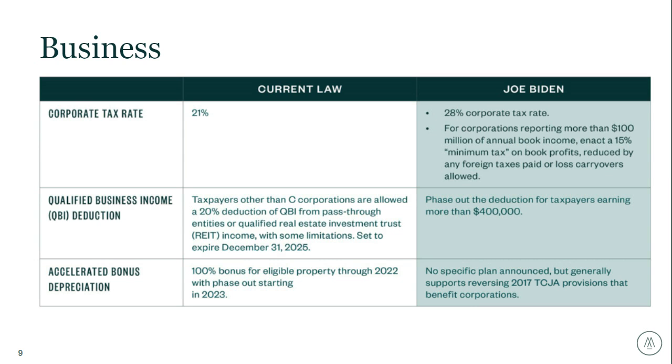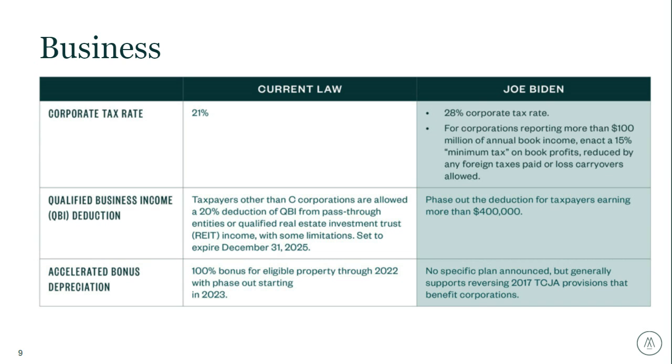So the first one is just the corporate rate. As I mentioned earlier, the corporate rate used to be 35% on the high end. That is now 21%. Under Biden, I think the anticipation is he would raise it to 28%. So not all the way up to the full amount it used to be, but definitely more than the 21% we have right now.